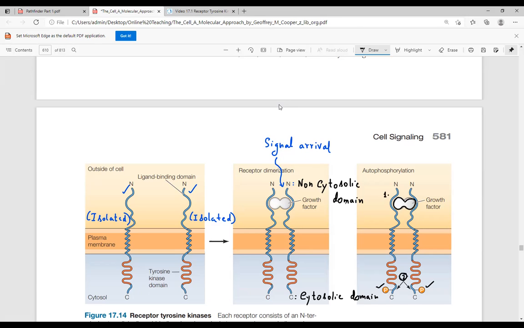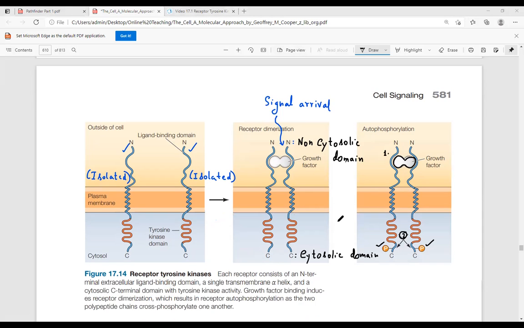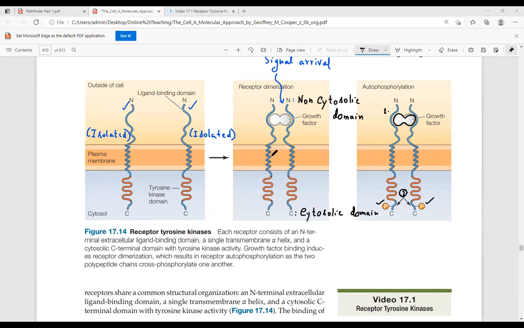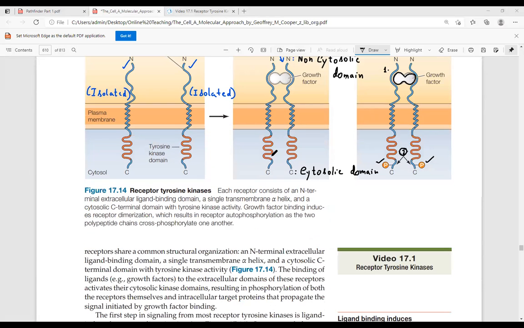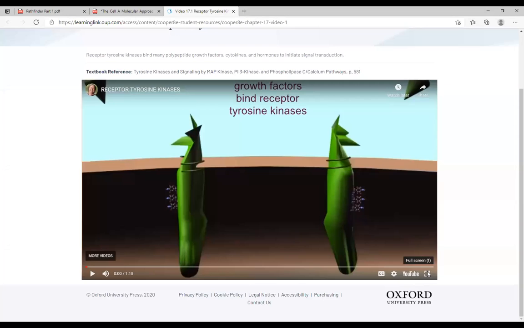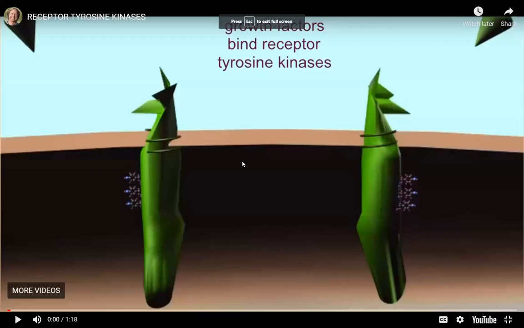For having that visualization in front of us, we are going to look at the animated version of the receptor tyrosine kinase. How is the animation going to help us understand the functioning of the receptor tyrosine kinase? Okay, so let us move toward the animated version, which is from the book Cooper.